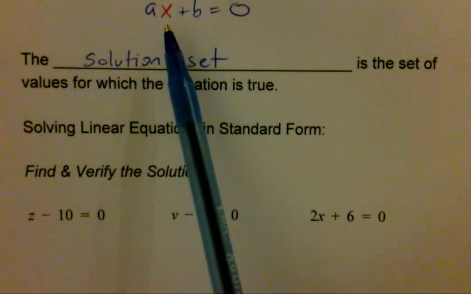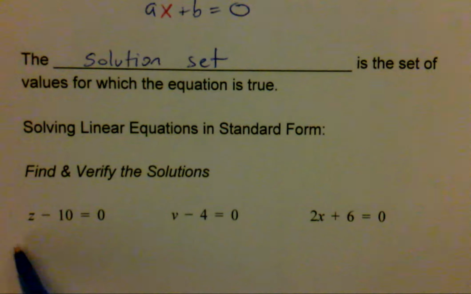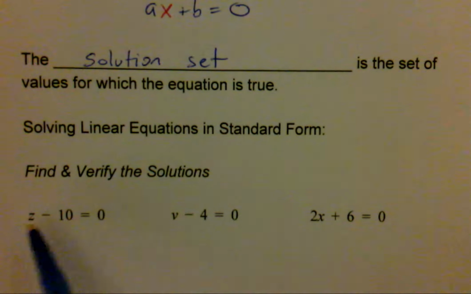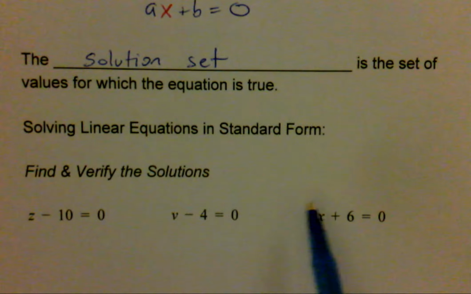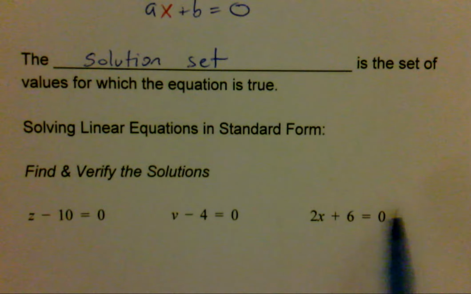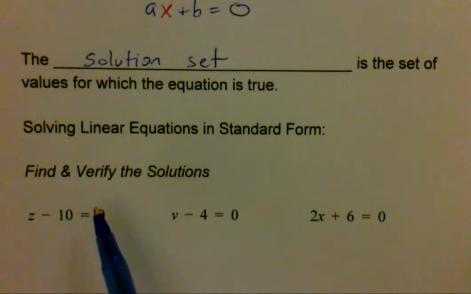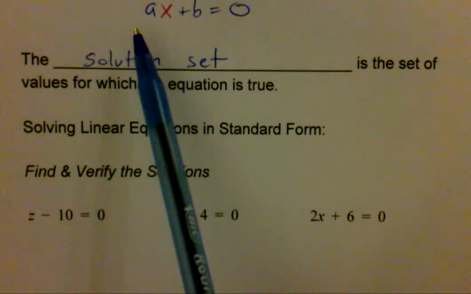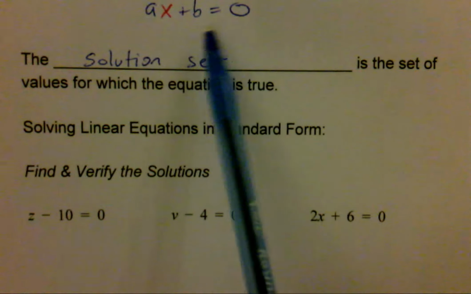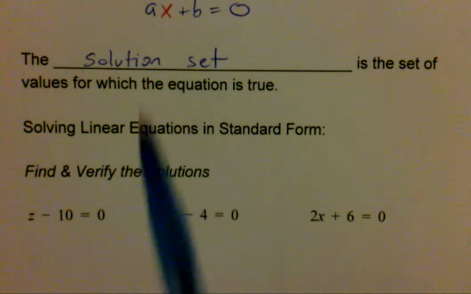In the first case our variable is z. In this case our variable is v. In this case our variable is x. And here we have ax plus b equals 0. Here we have 1v minus x equals 0, and this is of the same form as well. They're all written in standard form, and they are all linear equations with a variable x.